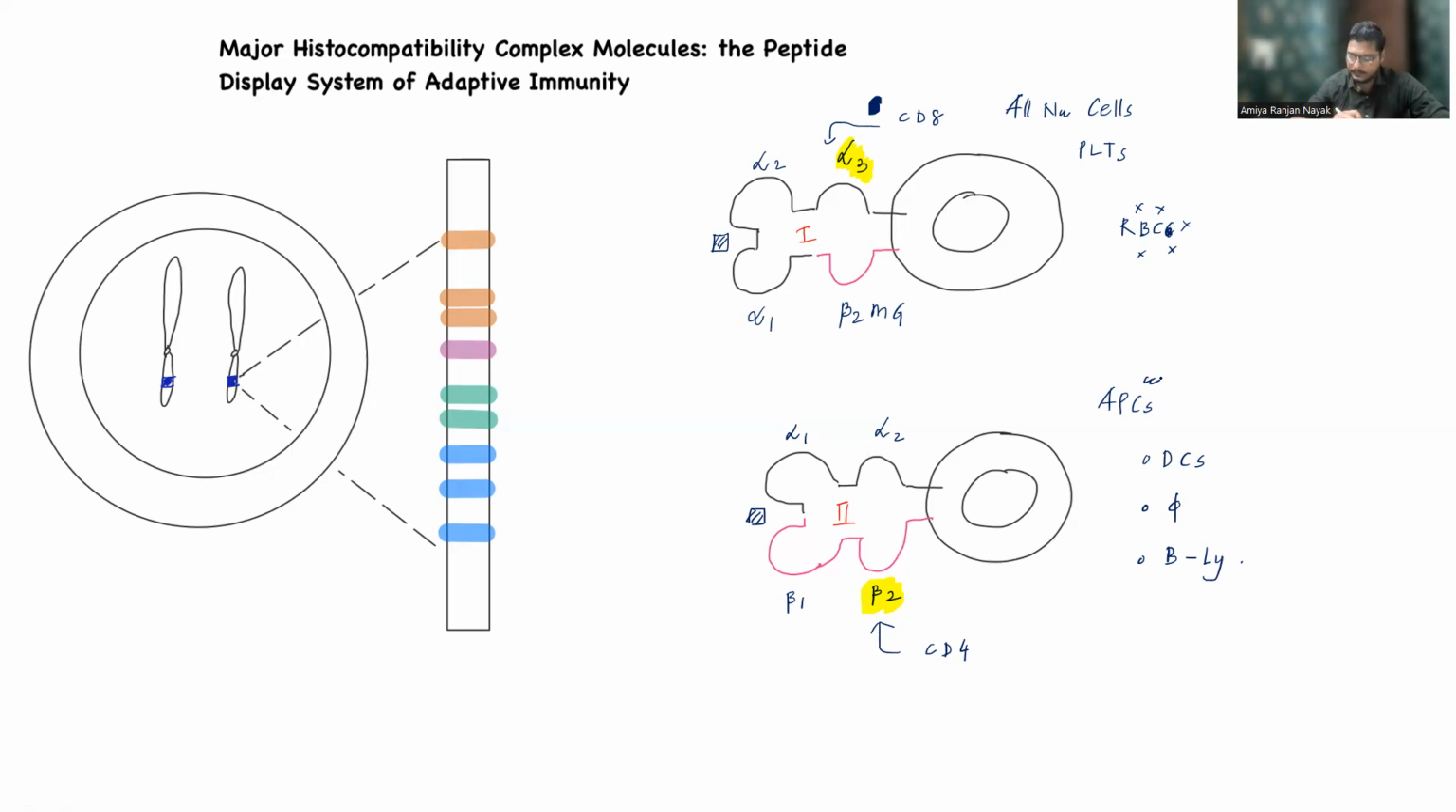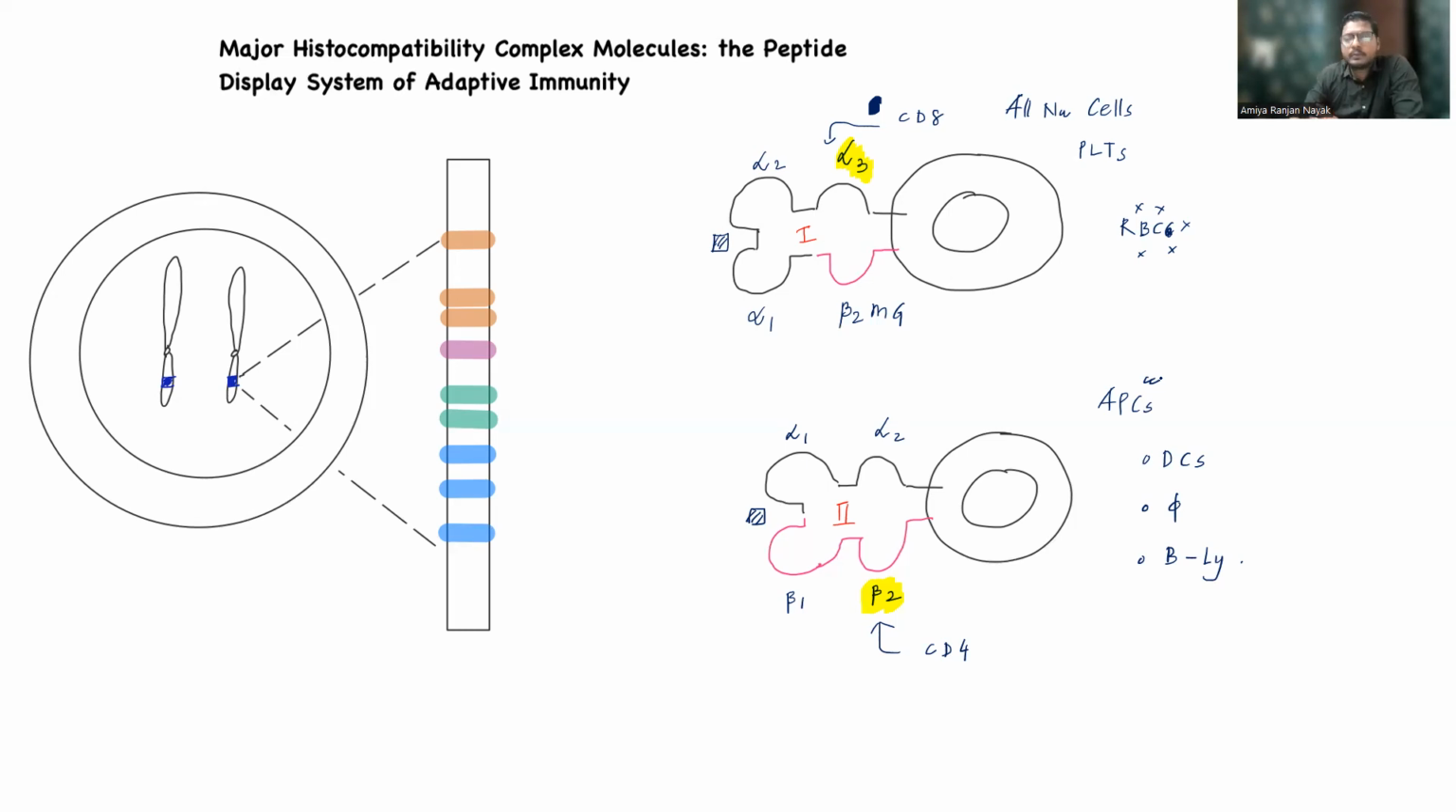Okay. Next thing is we'll try to understand the genes which are responsible for the production of MHC molecules. But before that, first of all, we'll try to understand the name itself. So what do we mean by major histocompatibility complex?